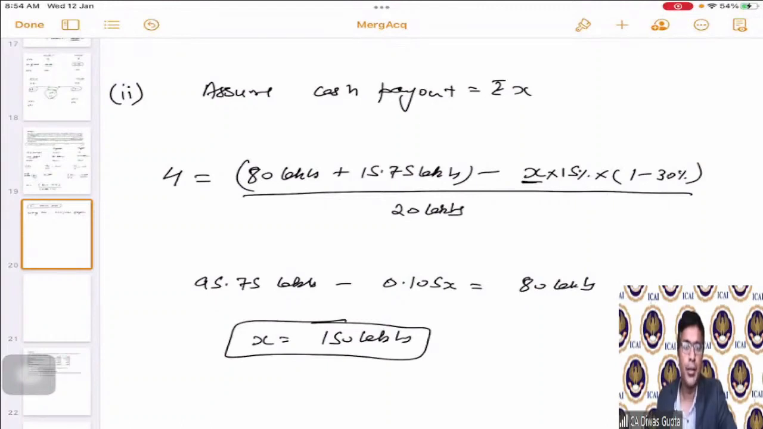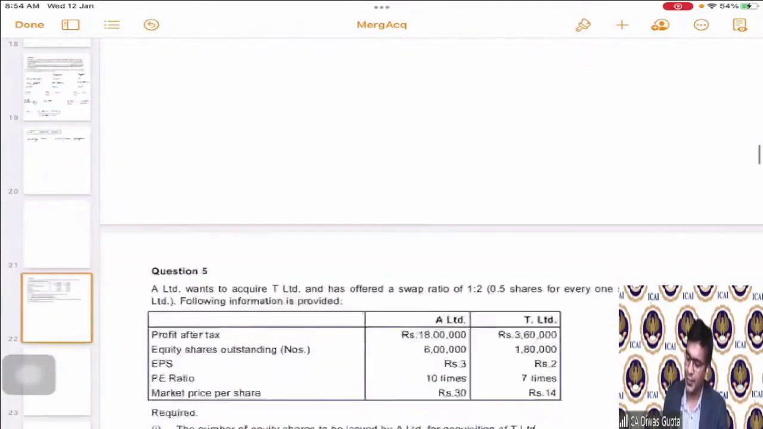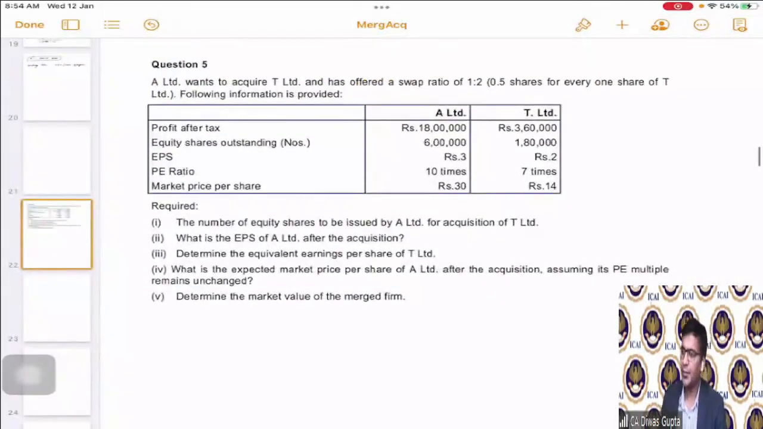So this is how the calculation will look like. Okay. Now let's go to the next question. Question number 5. Now A Limited wants to acquire T Limited and has offered a swap ratio of 1:2. Now they're saying that the swap ratio is 1:2, which is 0.5 shares for every 1 share of T Limited.